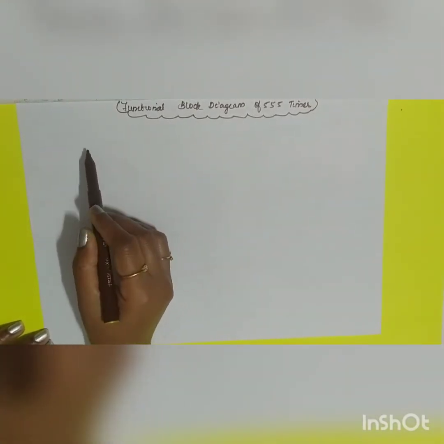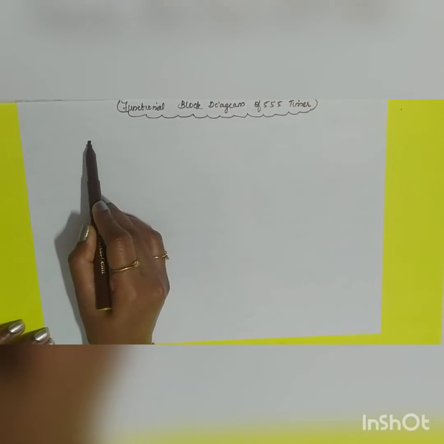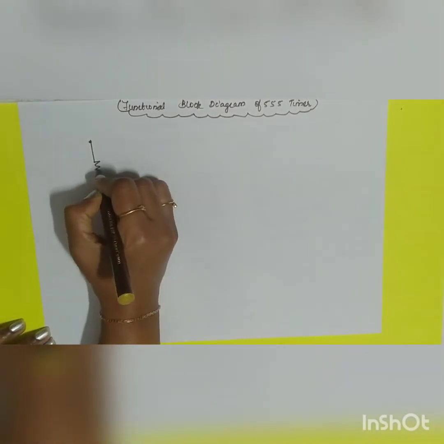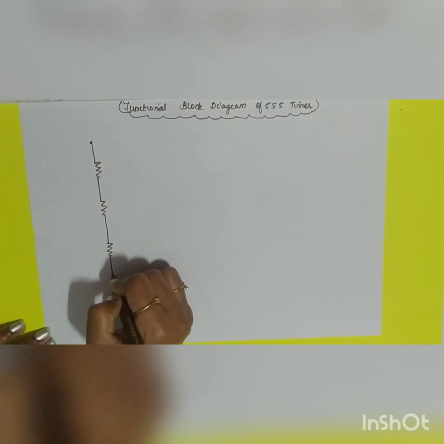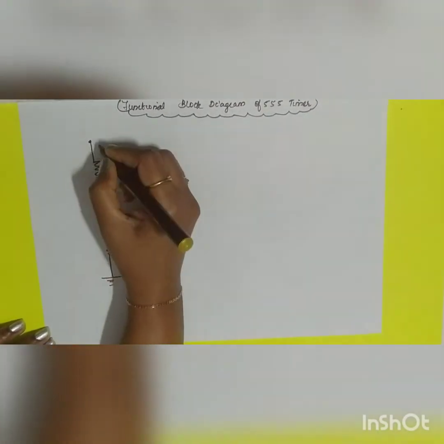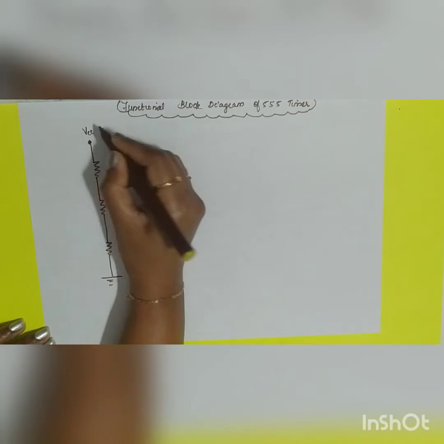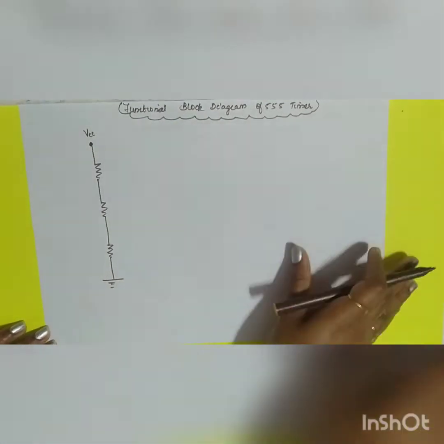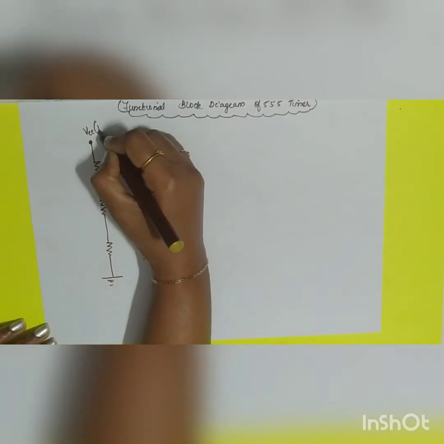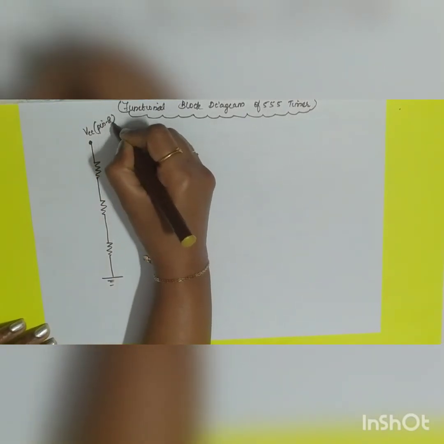So the functional block diagram mainly consists of a string of 3 resistors. So, a string of 3 series resistors which forms a voltage divider circuit. If this is your supply voltage VCC, what is VCC connected to? VCC is connected to your 8th pin, right? So this will go on to your 8th pin.